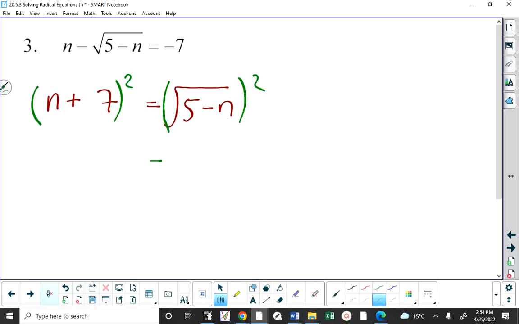What happens on the right-hand side is I get 5 minus n. And on the other side, I have n squared minus 49, or plus 49. Are you okay with that? I sure hope not. Am I allowed to take n plus 7 quantity squared and just square the n and square the 7? It's n plus 7 times n plus 7.